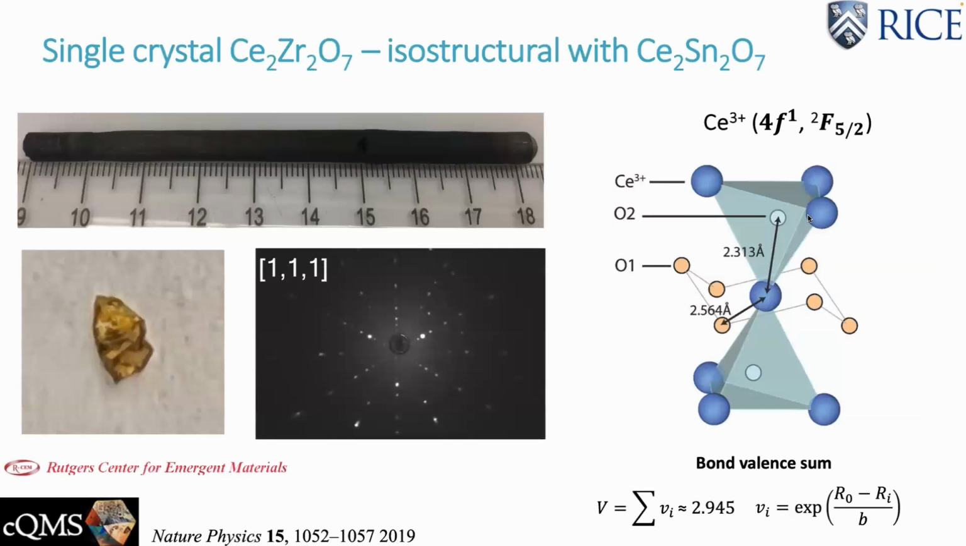The compound I made is this cerium zirconate. I use the floating zone method to grow this large single crystal. One thing with the cerium compound is that it can easily oxidize to cerium 4+, which is non-magnetic. So I have to synthesize this in a reduced atmosphere to maintain the 3+ valence. We also perform the bond valence sum to verify it is indeed 3+.